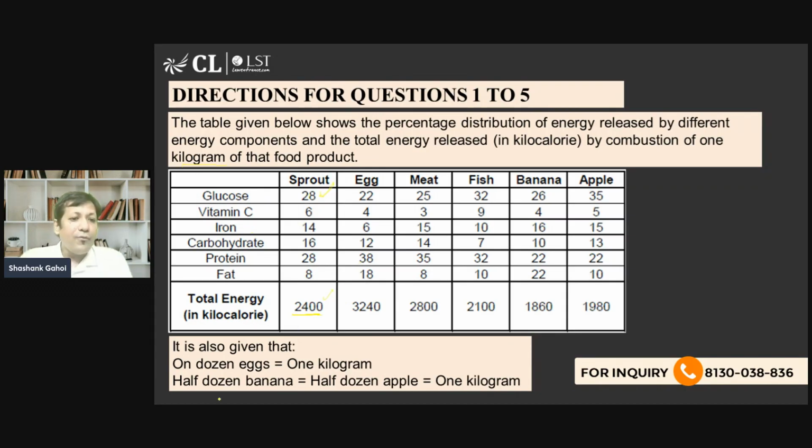1 dozen egg is equal to 1 kg. So when I'm talking about eggs, 12 eggs contain 3240 energy, and meat is 1 kg, fish is 1 kg, and half a dozen banana and half a dozen apple, which means this information is given to us for 6 bananas and 6 apples. So 6 bananas generate 1860 kilocalorie, and out of that 26% is generated from glucose. Fair enough. So this is the information given to us, and let's look at the questions.